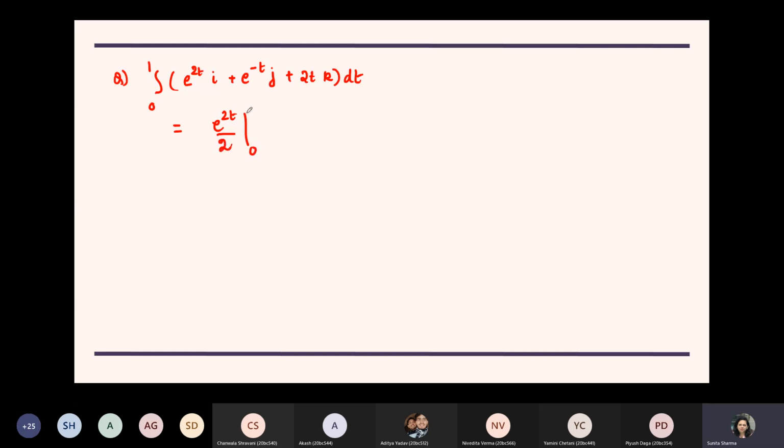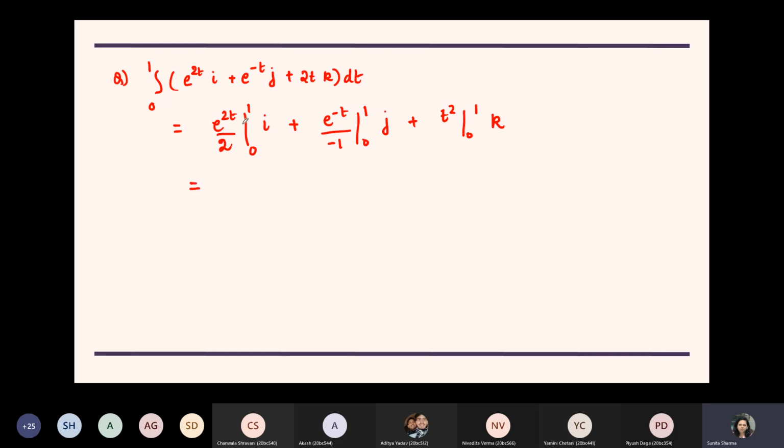from 0 to 1, i. Then the next term, e to the power minus t, you can write the integral as e to the power minus t by minus 1, again from 0 to 1, j. Then the next term, 2t, the integral is t square, again from 0 to 1, and then you have k. So you split it component wise, integrate it separately, put the limits, and then you get the final vector.